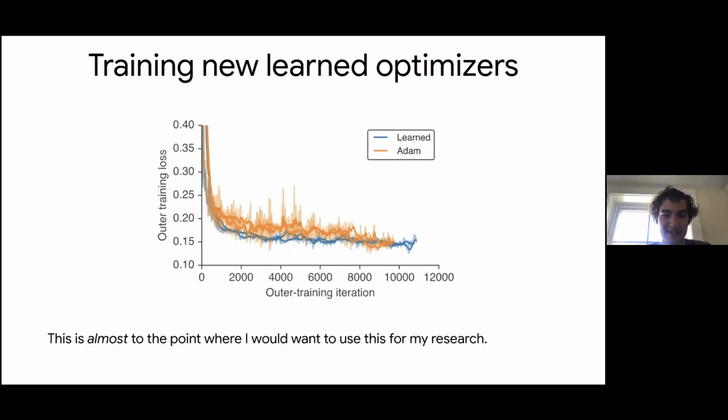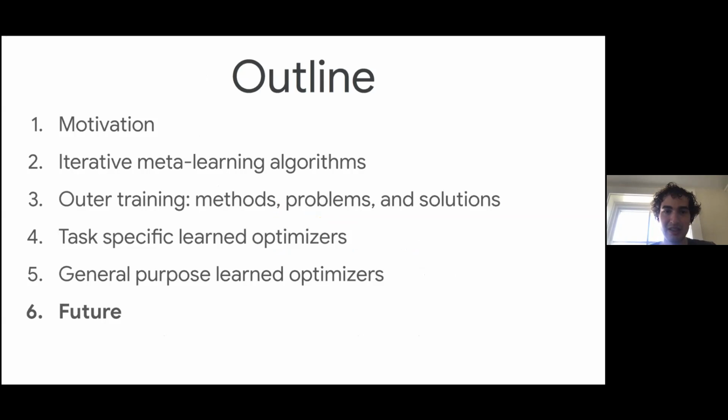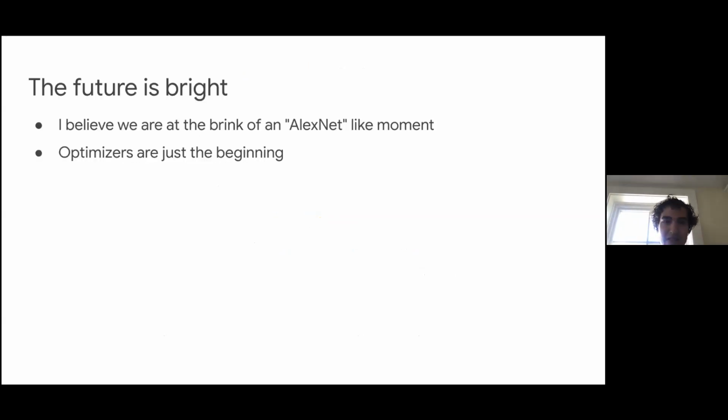So this is exciting. Originally my goal was to get these things to the point where I'd want to use them for my research. And I would say it's almost there, but not quite. There are still some issues, still some things where these optimizers don't work flawlessly. So, running short on time, I wanted to briefly go over where I think this stuff is going and hopefully seed the discussion with some thoughts and questions.